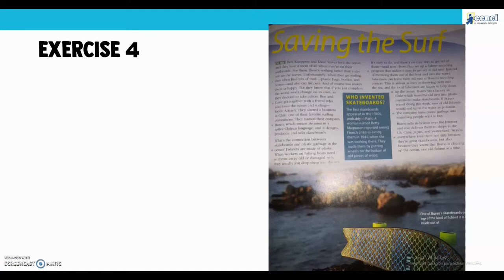Okay guys, now for exercise 4, you're going to read the article from page 97 and try to identify the compound nouns that are found there. So pause the video and take a few minutes to look for them.